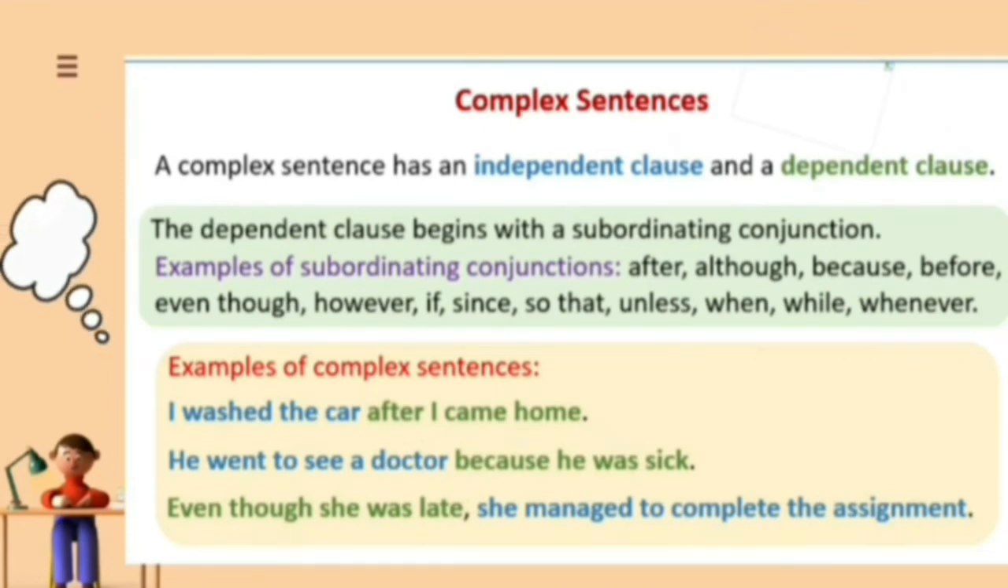For example, I washed the car after I came home. So I washed the car is joined with I came home with a subordinating conjunction, after. He went to see a doctor because he was sick. So again, we are getting two clauses which are joined by a subordinating conjunction.